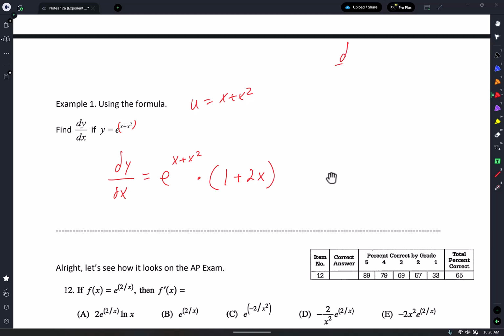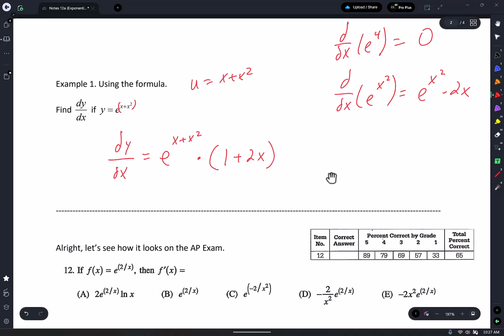Because you said last time, what if I have e to the 4? Well, that's a constant, so the derivative is 0. So unless we have e to the power of a variable, e will still be present in the derivative. Like if we have x squared or x cubed, it will still be e to the x squared times 2x. So e will always be present, unless it's a constant. If it's a constant, you're good.